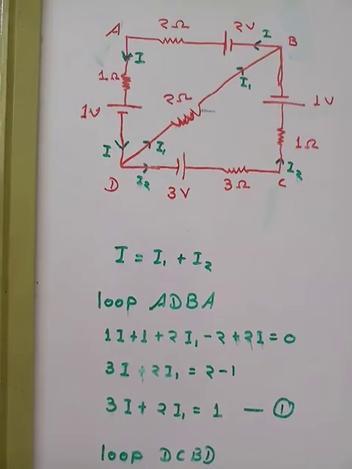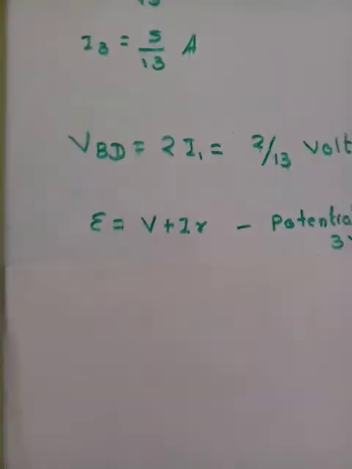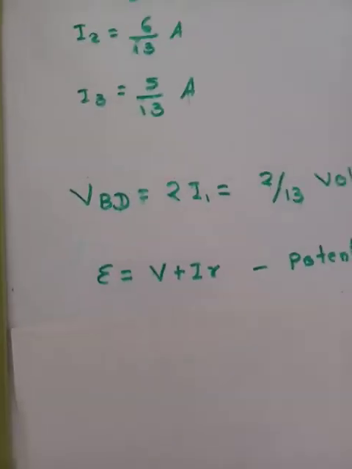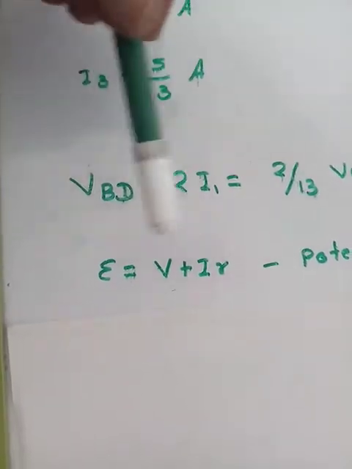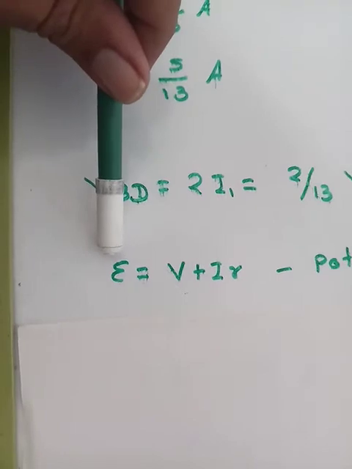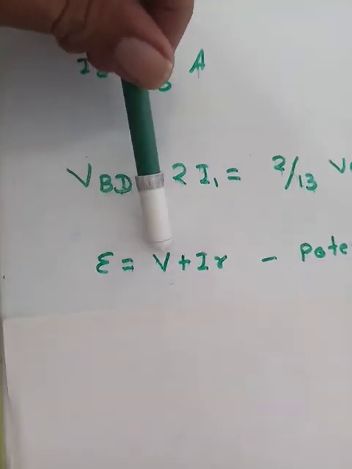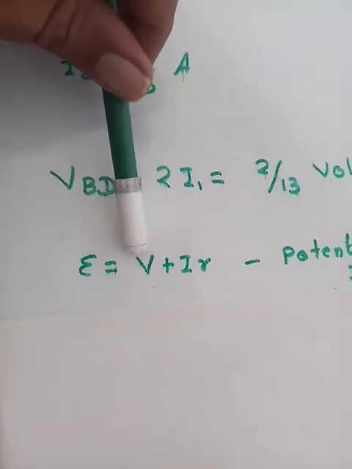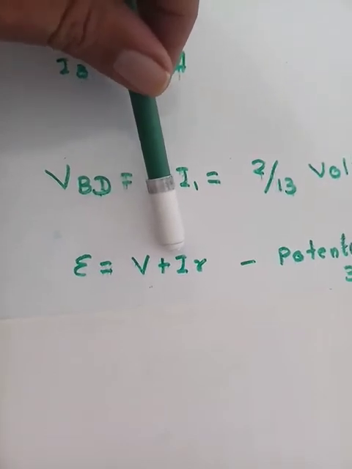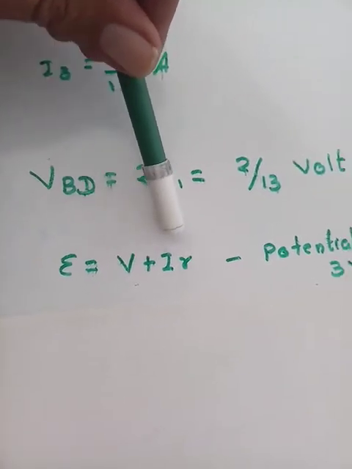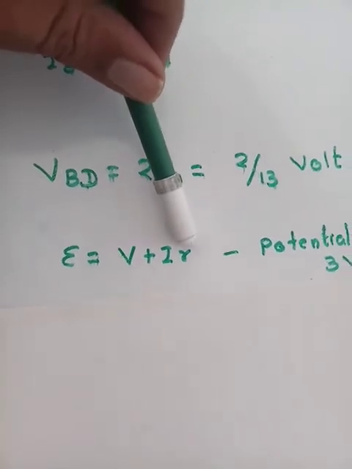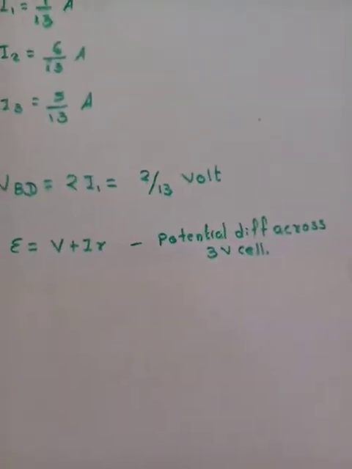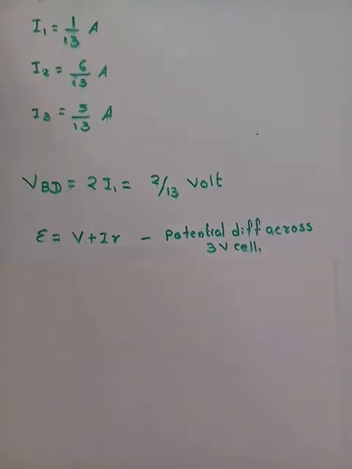Now what is the cell equation? The cell equation says that E equals V plus Ir. What is E? It is the total EMF of the cell. What is V? V is the potential difference across the cell. What is I? I is the current passing through the cell, and small r is the internal resistance of the cell. This is a method to find the potential difference across the 3 volt cell.